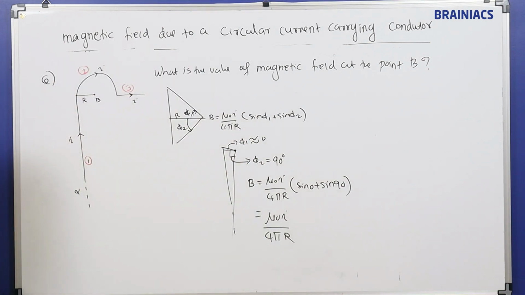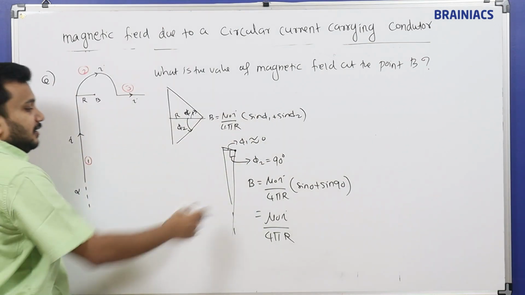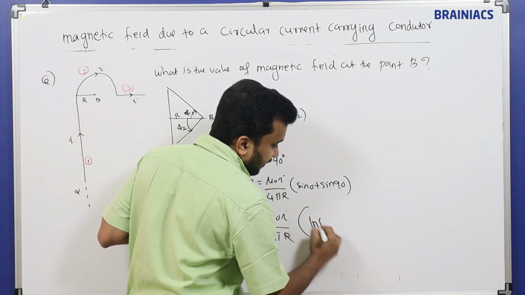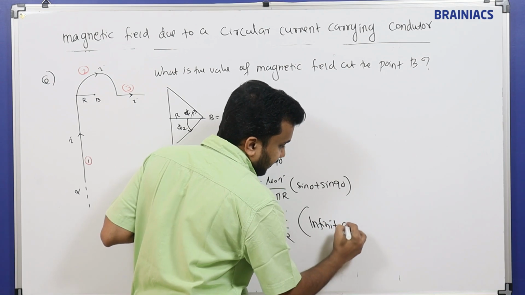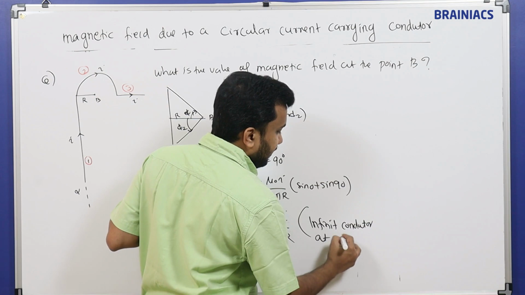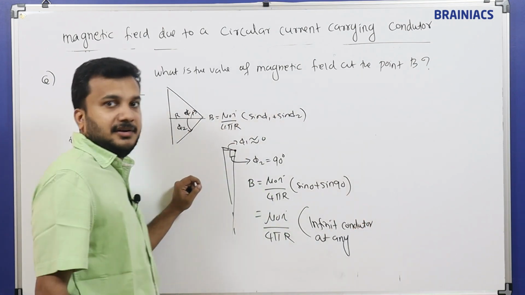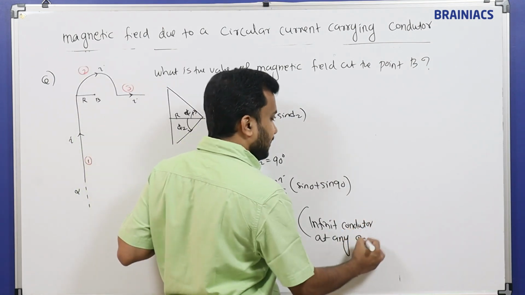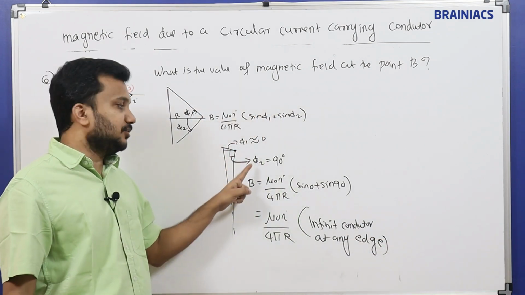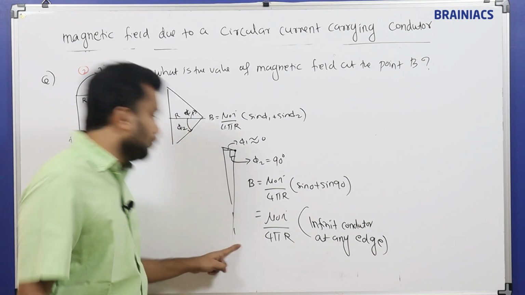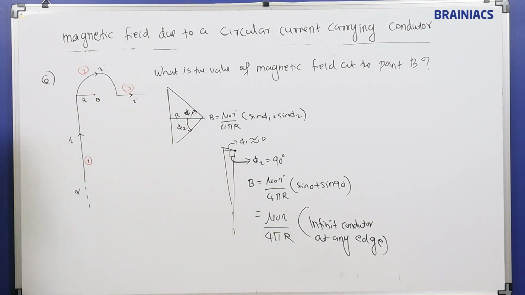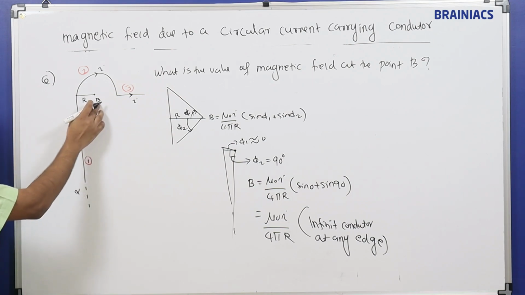So this is what we have seen for an infinite conductor at any edge, whether it's the lower edge or the upper edge. If it is the upper edge, phi 1 equals 0 and phi 2 equals 90. If it is the lower edge, phi 2 equals 0 and phi 1 equals 90. So now, this is an infinite conductor, and we find the magnetic field here.